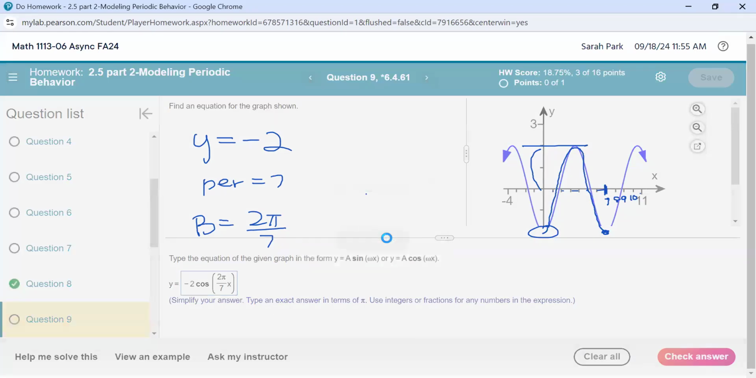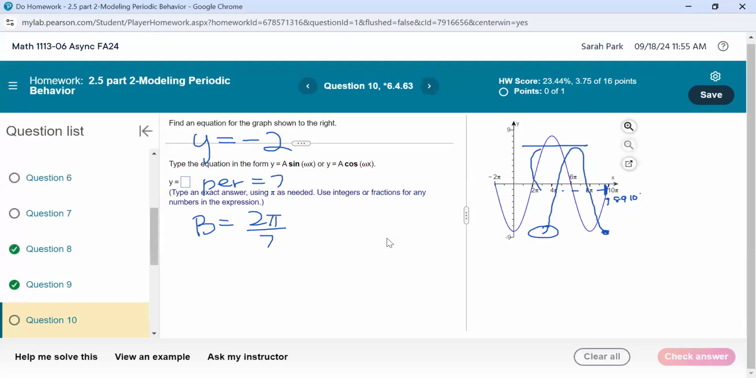Okay, I want to find one when there's a negative sign. So let's see.